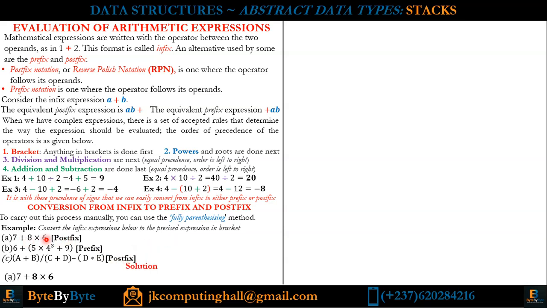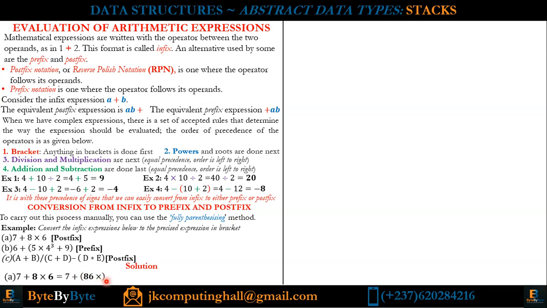7 plus 8 times 6. The first operation I will perform is the multiplication, because multiplication has precedence over addition. That's why you have this. And since we are converting to postfix, how do we convert? It is the operand first before the operator. So this is going to be 8 6 times. When we talk of the fully parenthesized method, once you evaluate something, you put it in brackets so that we understand that it goes as a single unit. So here I'm having 8 6 times.